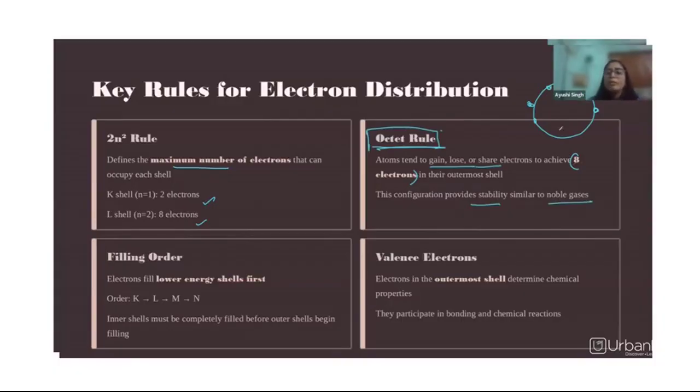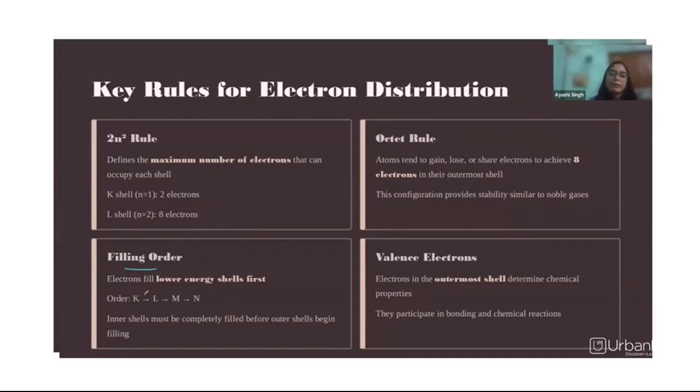Now, one more thing: you might get confused that, ma'am, we discussed that the first shell has 2 electrons, second is 8, third is 18, fourth is 32. This is the pattern, right? So why is there an octet rule? This we will discuss in our regular classes, why there is a difference in these two, or whether there is any difference or not. That is something for which we need time.